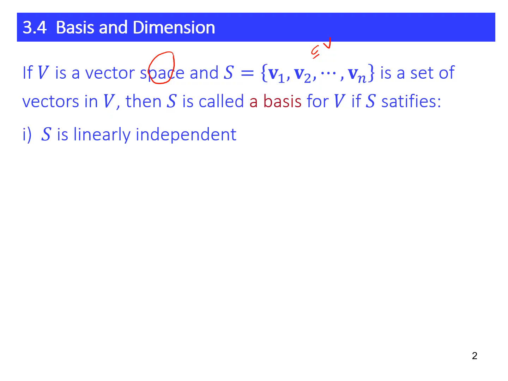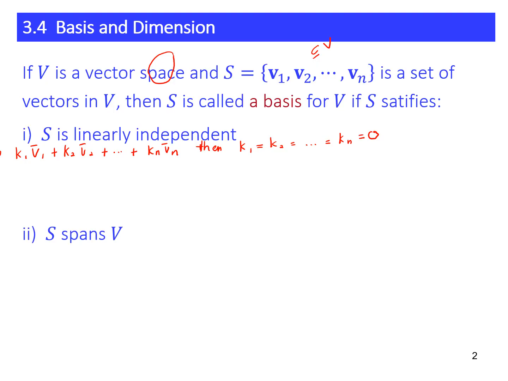And this means if we write K1 V1 plus K2 V2 up to Kn Vn, then the only solution for the scalars K1 up to Kn is 0, and there are no other solutions. And the second condition is S must span V.